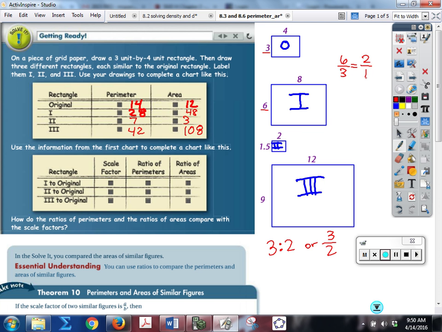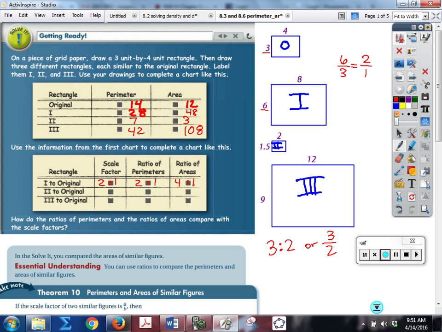So this first one, scale factor 2 to 1. Looking at the perimeters of the first one to the original, what's the ratio of the perimeter to the original one? 2 to 1. Again, 28 to 14. So 2 to 1. But what about the areas of the first one to the original one? 4 to 1, 48 to 12, which is 4 to 1. Okay? And then we need to do that with the original one to 2 and to 3.